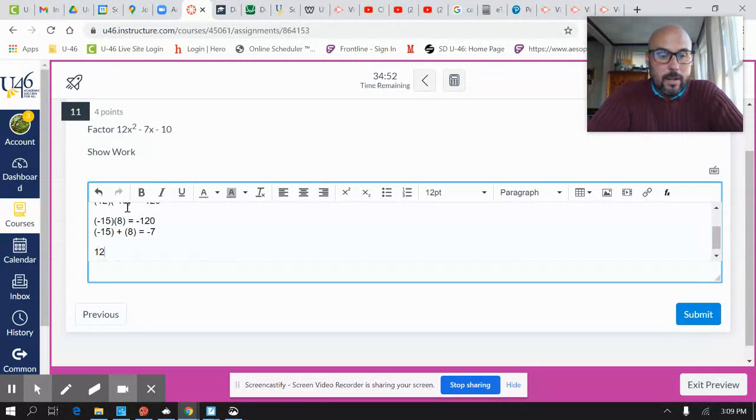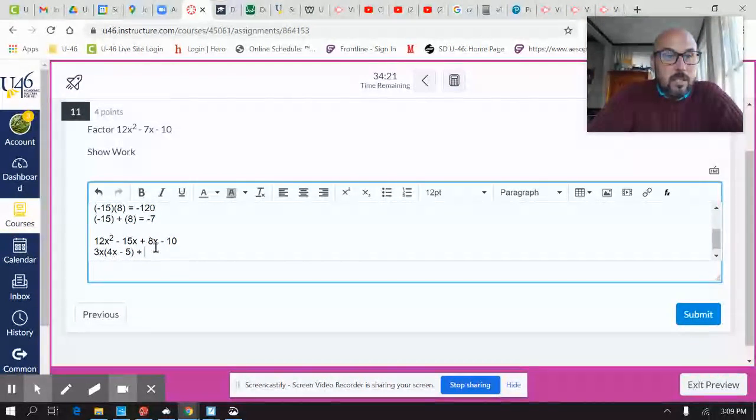And what do I do with that? You break up the middle term. So 12x squared minus 15x plus 8x minus 10. The outer two terms are the same, 12x squared and minus 10, and that middle term got split up into negative 15 plus 8. And now you factor 3 times. What's the GCF of these first two? It's 3x, goes into both of them.